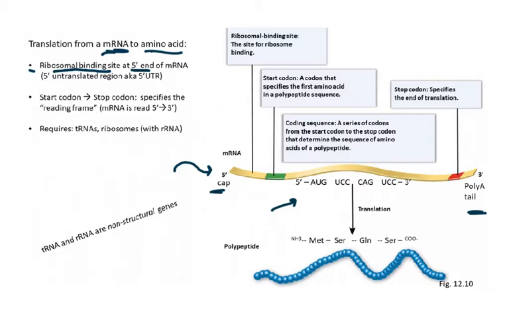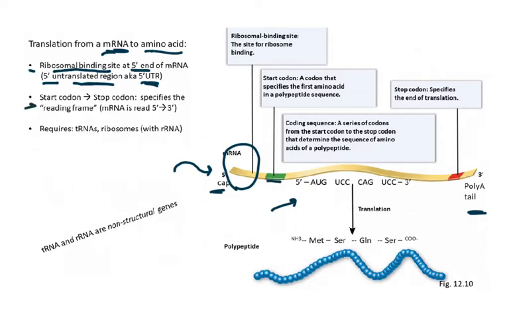And this 5' end ribosomal binding site is sometimes also known as the 5' untranslated region, or more affectionately, the 5' UTR. This 5' region is going to be what the ribosome is able to kind of dock with to start this process. Then, what actually gets translated begins when you get to what's called a start codon.